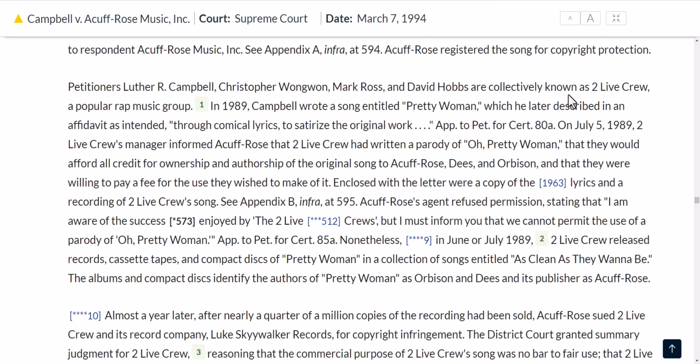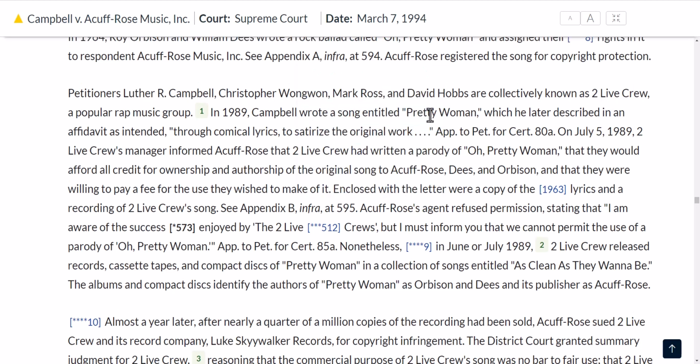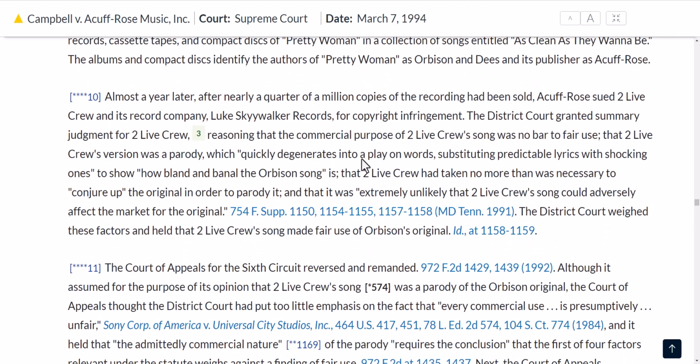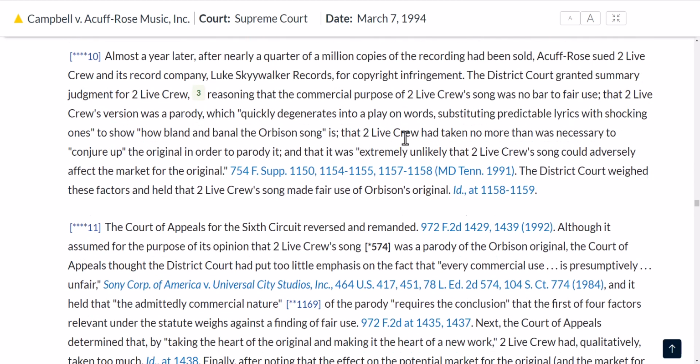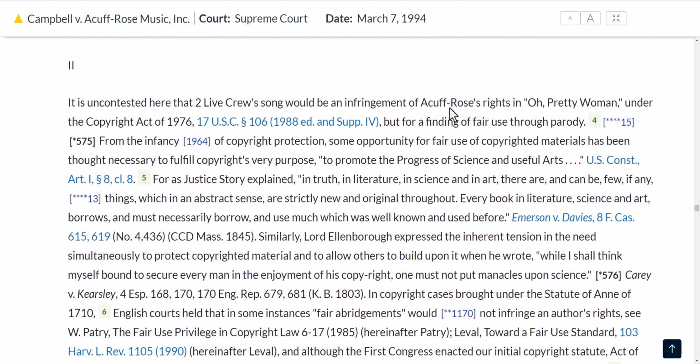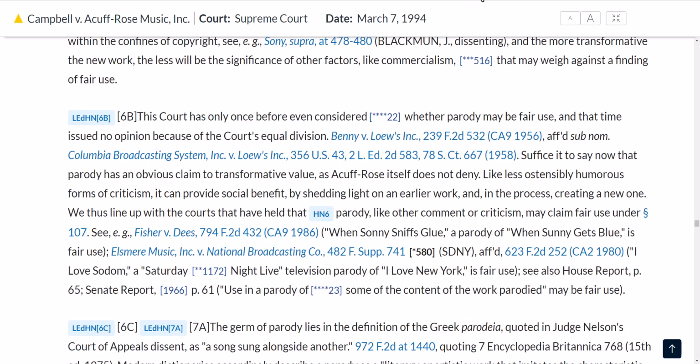Okay, so this is about the rap group Two Live Crew in the 90s. They did a kind of satirical version of Roy Orbison's Pretty Woman. And they used it without permission, and then the people that own the copyright to Pretty Woman sued. So that's kind of the take of what's going on here. So let's see what the court said about the fair use defense.